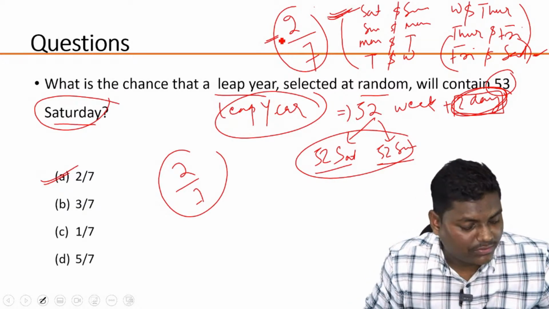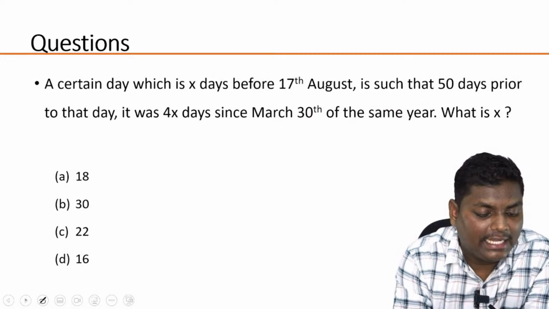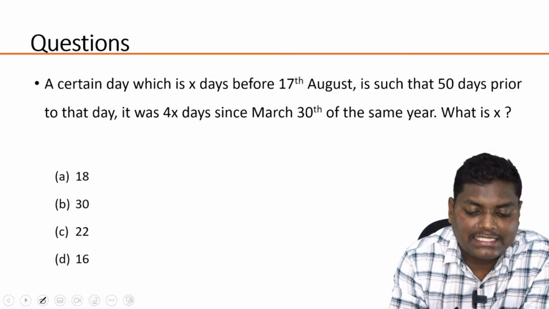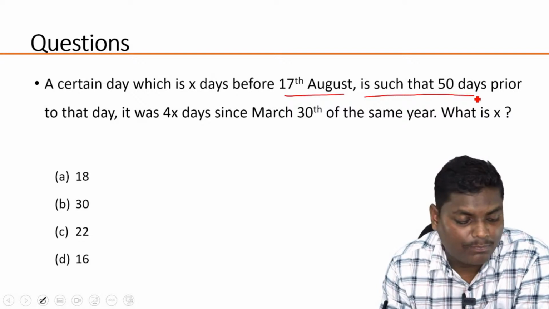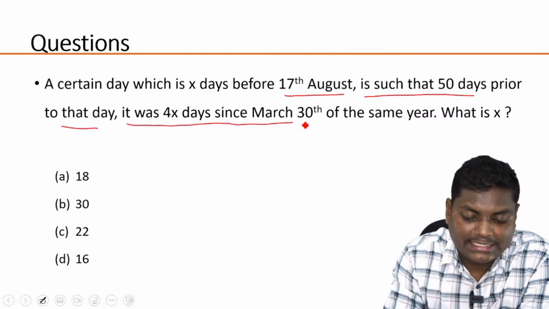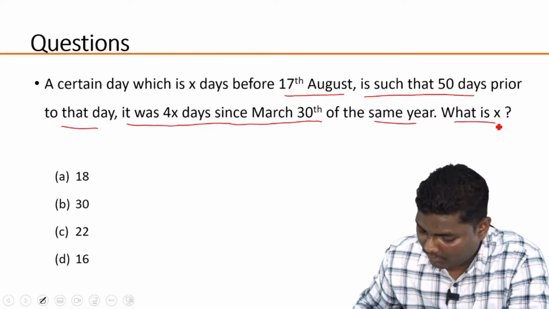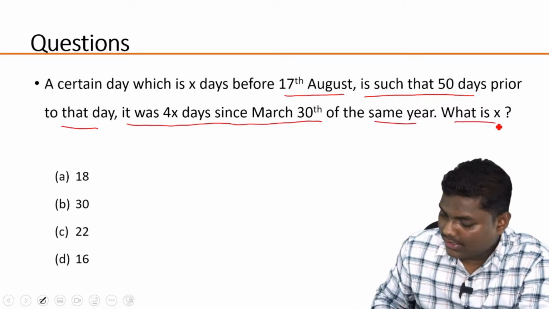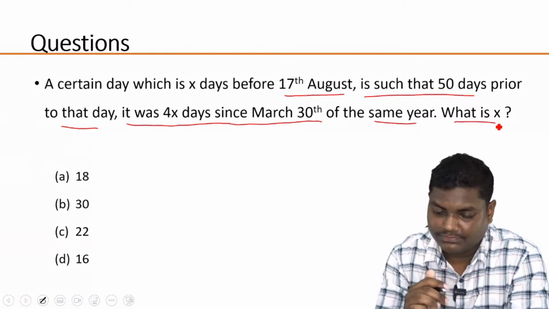So moving to the next question. Try this out. A certain day which is X days before 17th August is such that 50 days prior to that day, it was 4x days since 30 March of the same year. What is X? Try and solve this out.